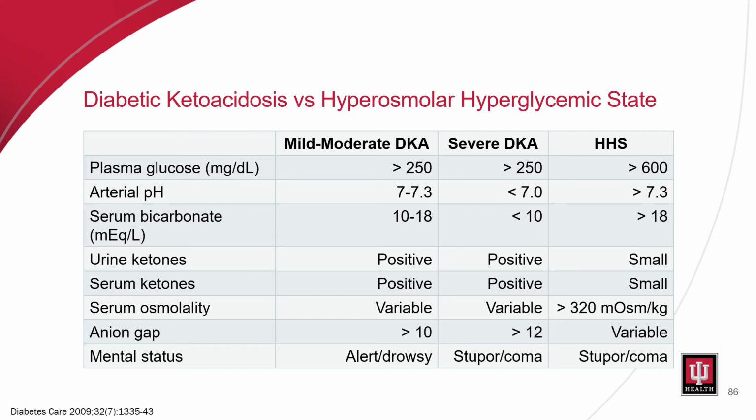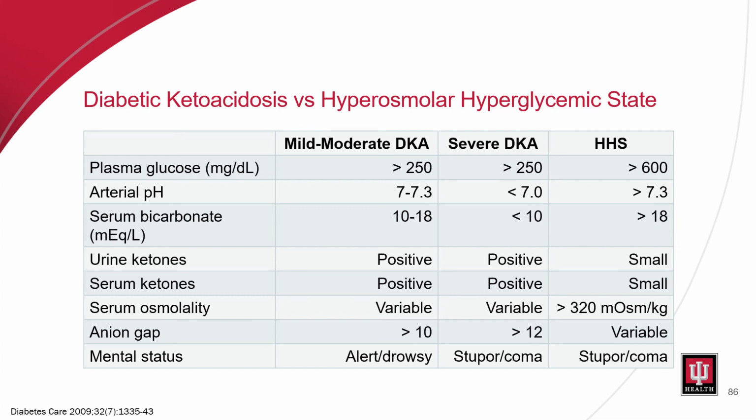The last part of DKA is acidosis, so we do expect a lower arterial pH in our DKA patients, so anywhere below 7.3, while HHS patients will have a pH of greater than 7.3. The serum bicarbonate will also be lower in DKA patients, so anywhere less than 18 or low, and HHS should be relatively normal. Urine ketones and serum ketones are like our defining diagnosis of DKA, is that presence of ketones. So those will be positive, and HHS, they should not be present, or if they are, in very small quantities.